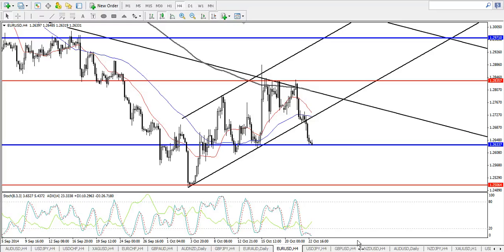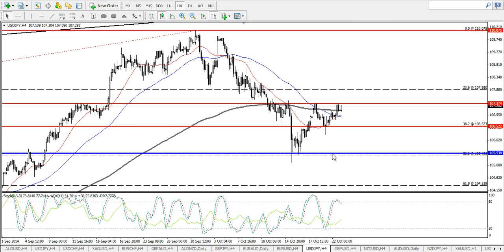Alright, so that's euro against the US dollar. Next, we shall look at the dollar against the yen. Well, dollar against the yen, it has rebounded off from the final exhaustion level of 105.53, and then it got resisted at 107.37, came down again, and got resisted again at the resistance level 107.37.